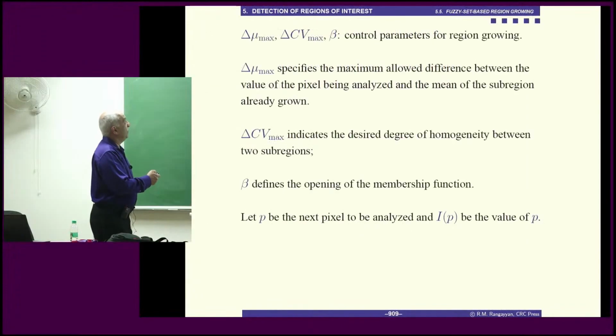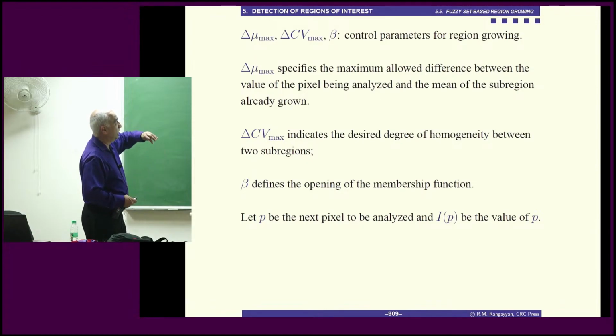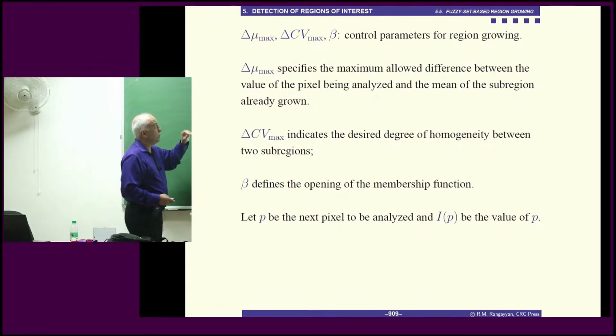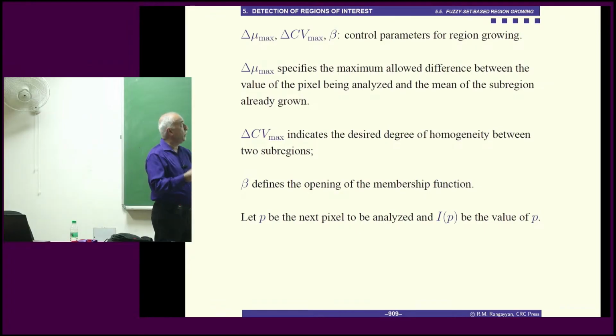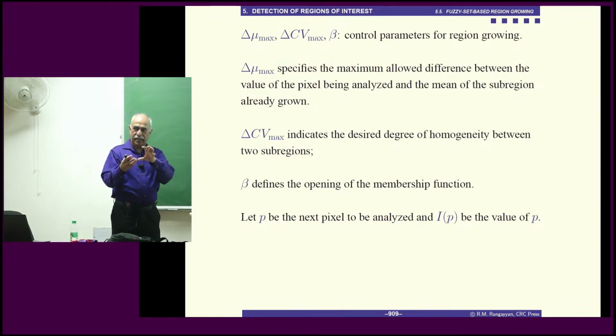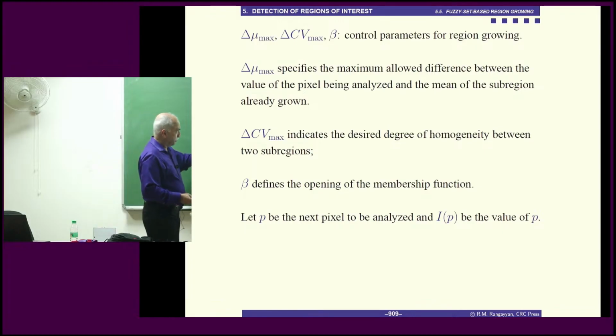And then we defined delta mu max, delta CV max, and beta as control parameters. Delta mu max specifies the maximum allowed difference between the value of the pixel being analyzed for inclusion and the mean of the region already grown, that is growing. Delta CV max indicates the desired degree of homogeneity between 2 subregions, or a pixel coming in and the region being grown. Beta is the opening of the membership function that we saw earlier.